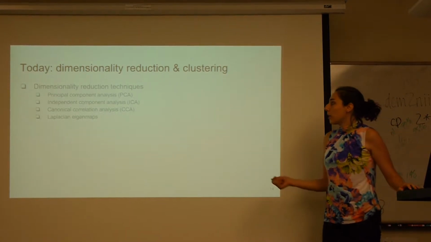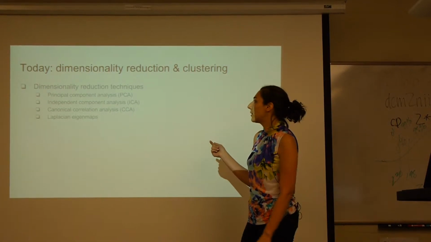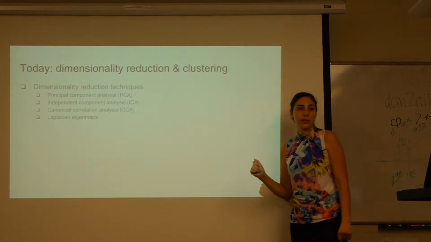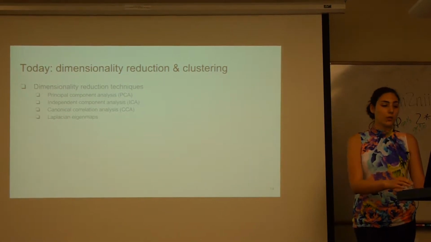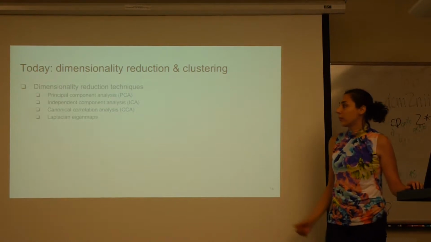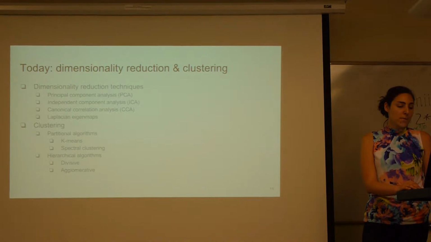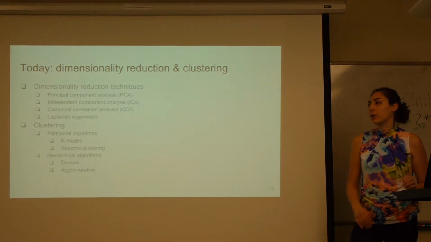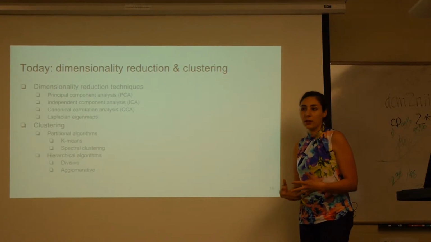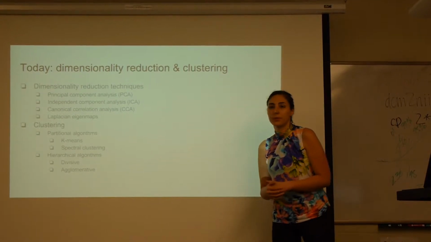OK, so the dimensionality reduction techniques we'll discuss are three linear techniques: PCA, ICA, and CCA. Some of these are most likely familiar to you and you've used in your work, but I want to give you sort of an intuitive understanding of them. And a nonlinear technique, which is a Laplacian eigenmaps. And on the clustering side, we'll talk about the two different kinds of clustering algorithms and two of each kind.